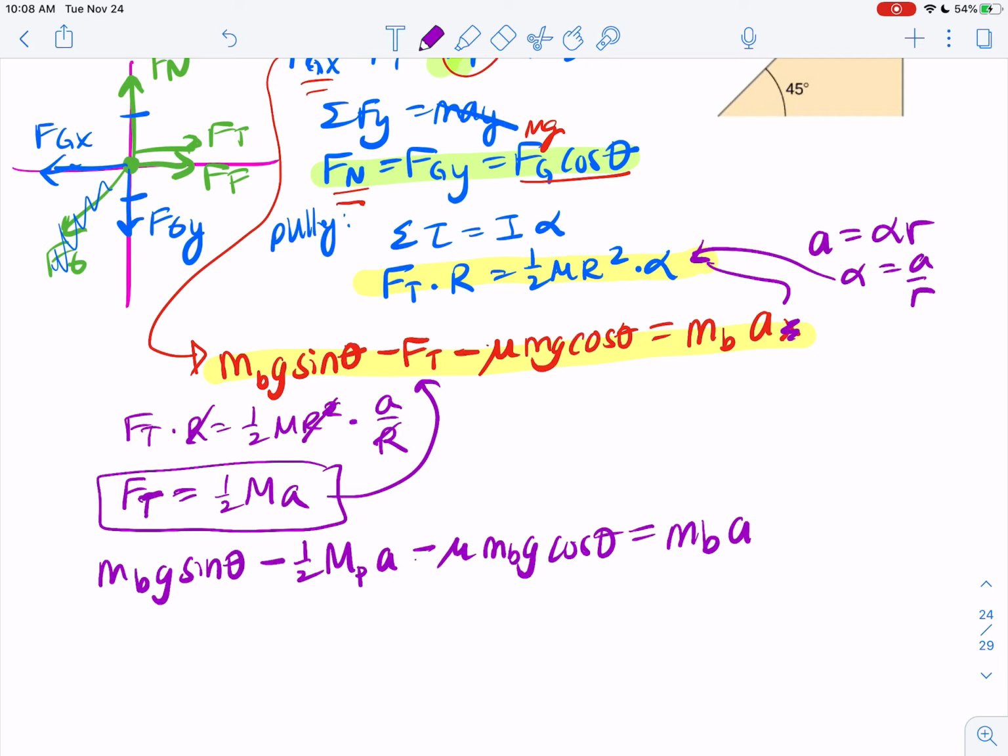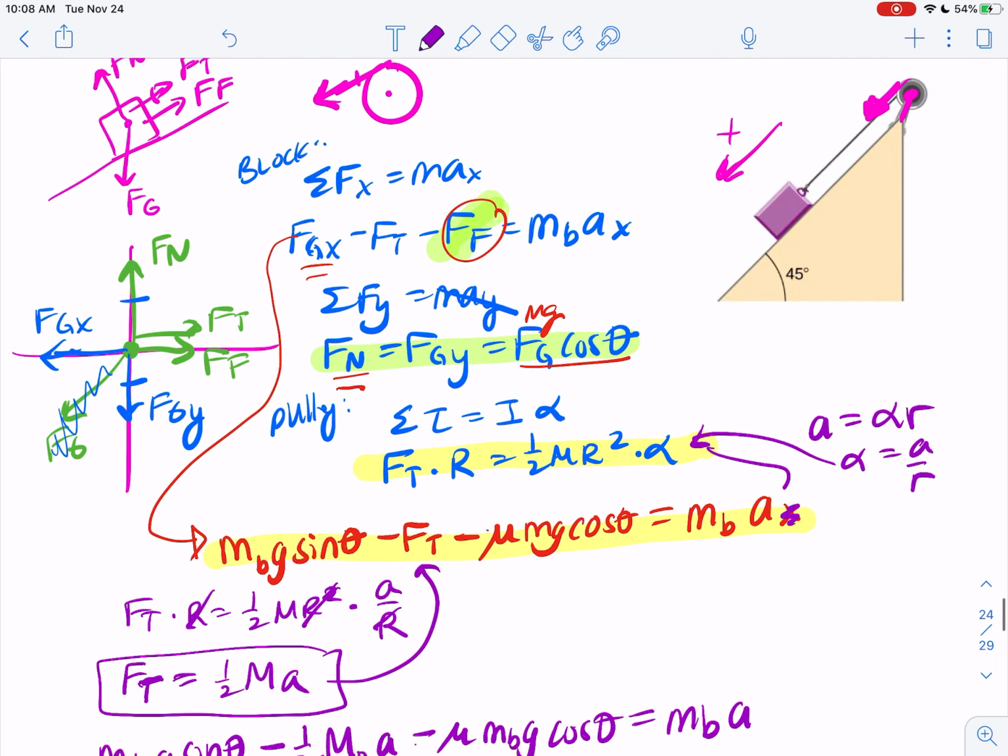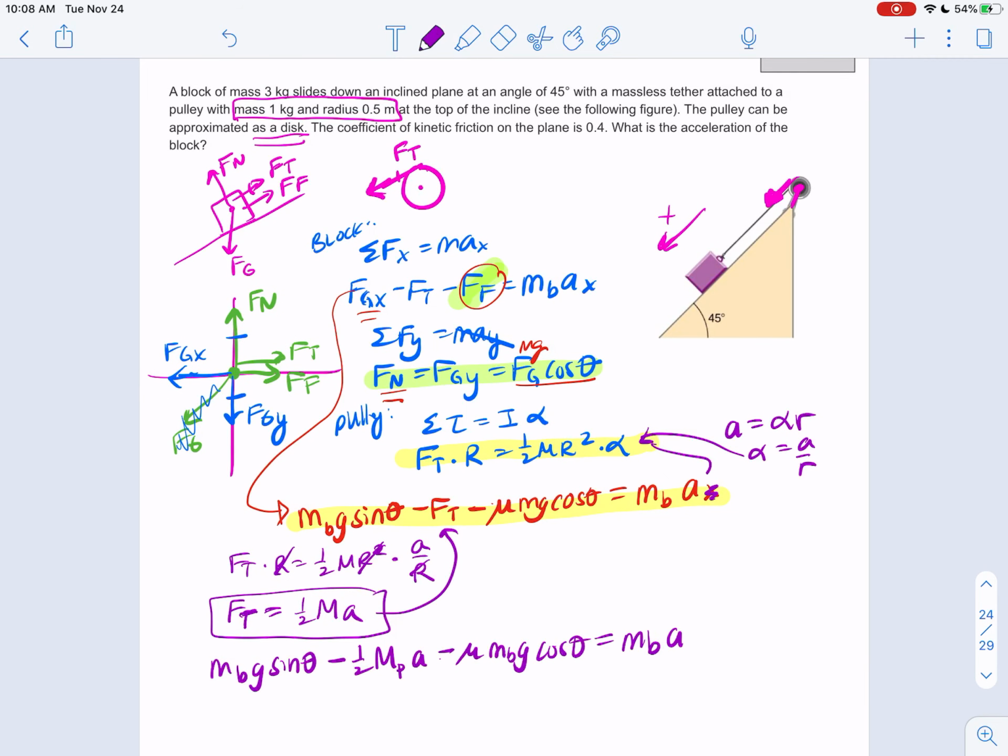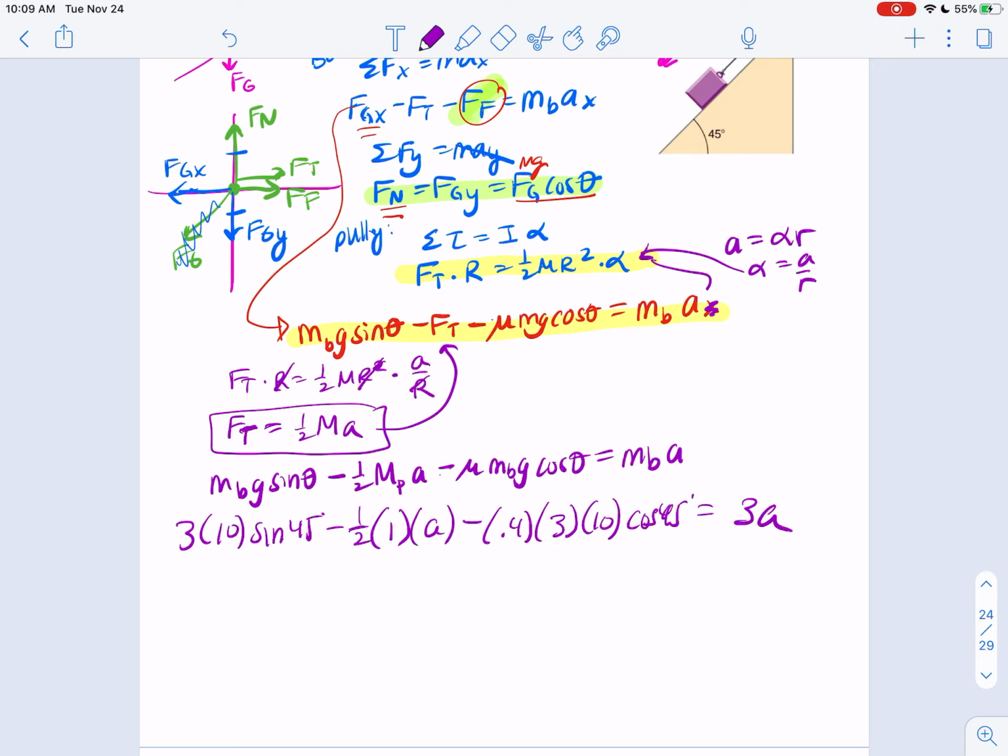All right, and now I'm probably just going to go ahead and put the numbers in, although you could be slick and go through. Again, what are we even finding? Acceleration, probably. Yeah. So mass of the block was 3 kilograms. So 3 times 10 sine 45 minus 1/2, the pulley's 1, A, minus the mu, 0.4, mass of the block 3, 10, cos 45 equals mass of the block A. Now it's just a matter of punching all this in. 30 sine 45, so 21.2, minus 1/2 A, minus 0.4 times 30 times cos 45, hopefully I don't mess up, 8.49, equals 3A.